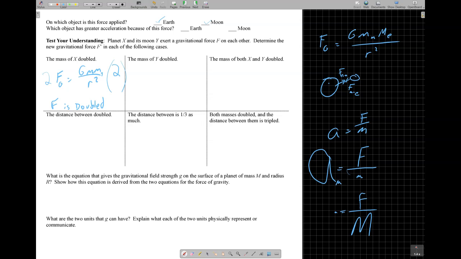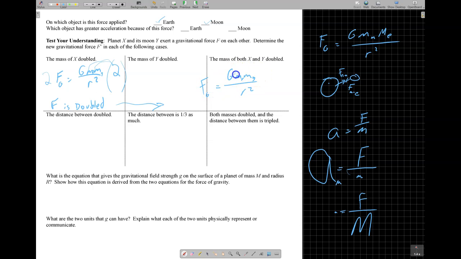Mass of Y is doubled. That's the same exact thing because the commutative property of multiplication tells us that no matter where I put that 2, if I put it here or if I put it over here, it's the same exact result. The mass of both X and Y are doubled. So now we've got mass of X, mass of Y over R squared.